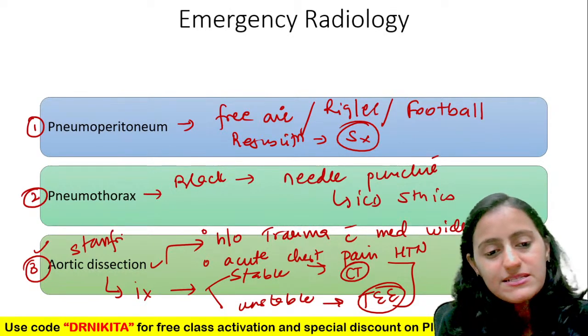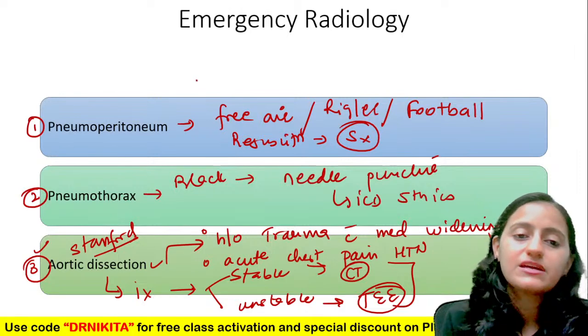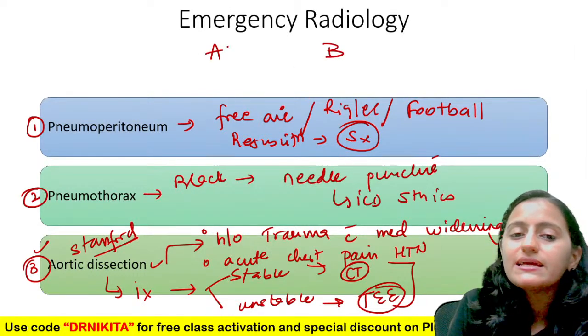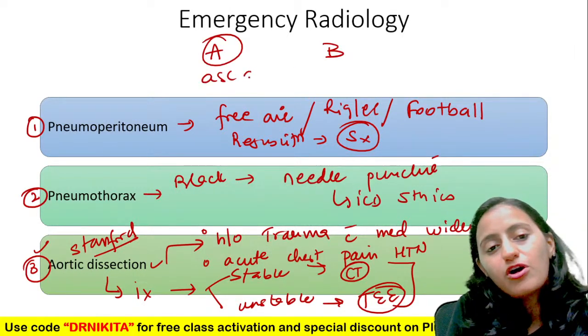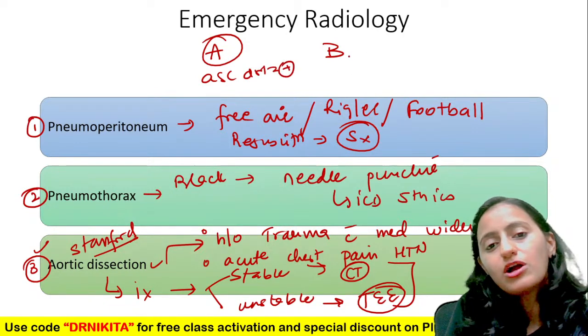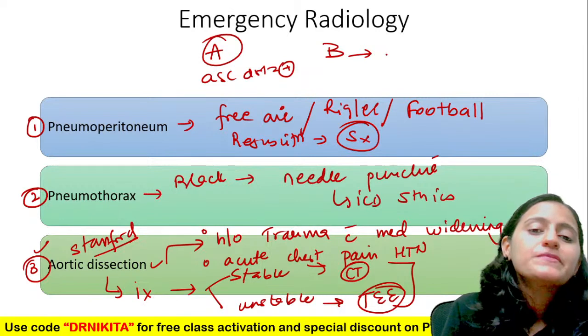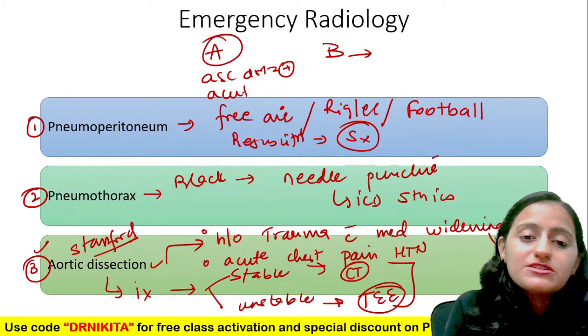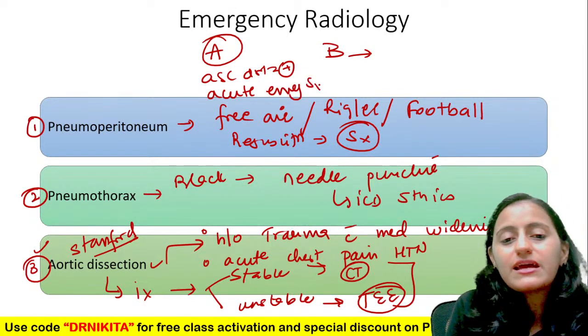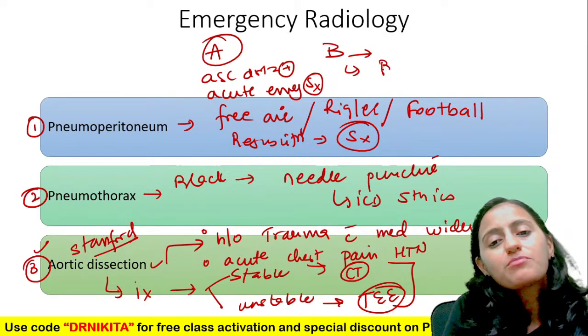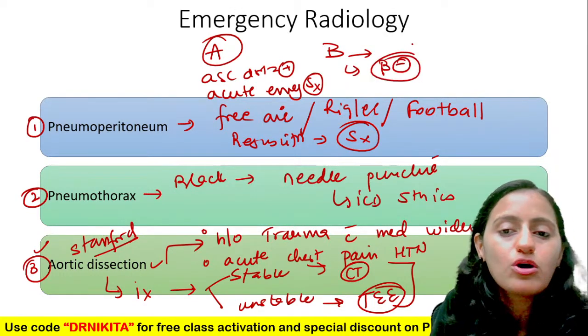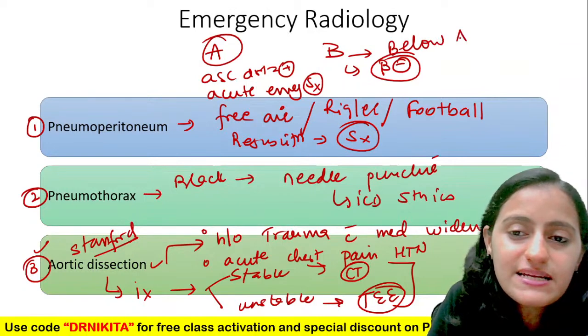And what we use is the Stanford classification. You have Stanford A, Stanford B. A for ascending aorta is involved. B for below the ascending aorta. A for acute emergency. The treatment for Stanford A is surgery. B for below and B for beta blockers. Okay, B for below the ascending aorta.